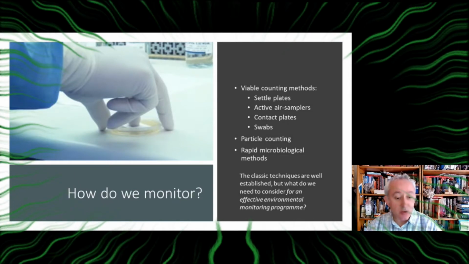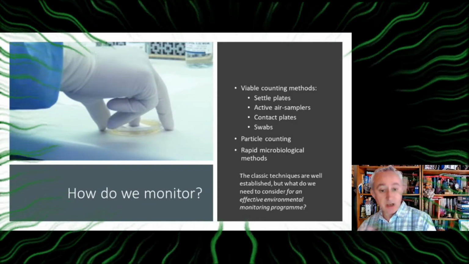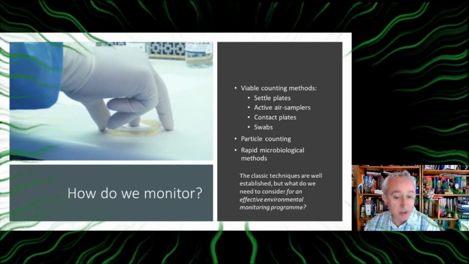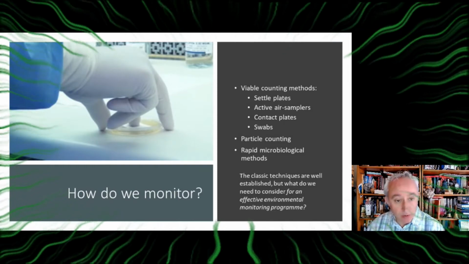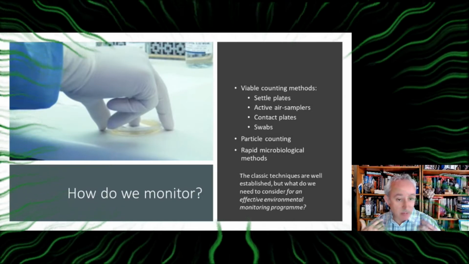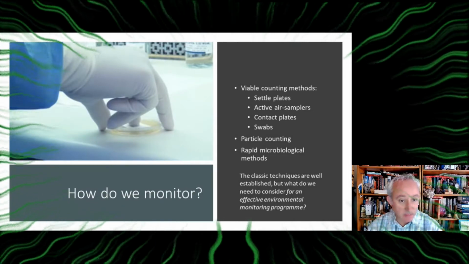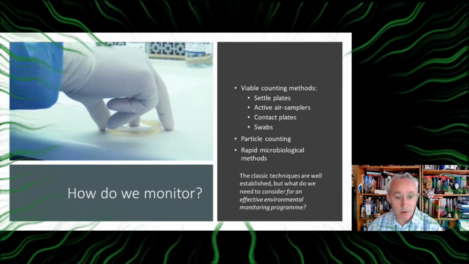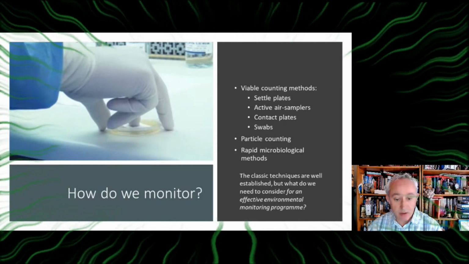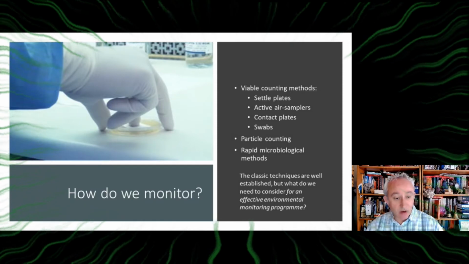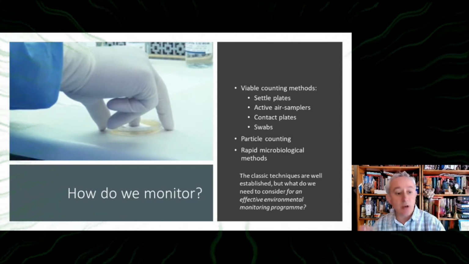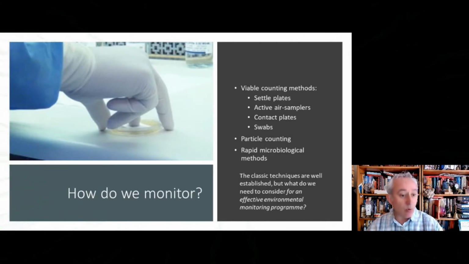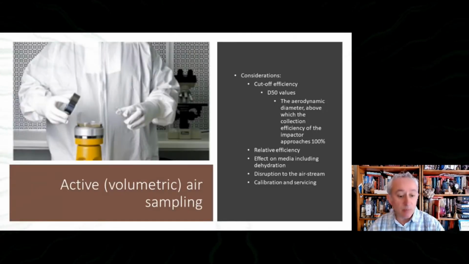So just as a brief description, we have these classic methods: settle plates, active air samplers, contact plates and swabs, and particle counting using optical particle counters. There's also a raft of rapid microbiological methods coming onto the scene, like spectrophotometric particle counters. And these classic methods are well established, but they do have some limitations, and we're going to touch on some of those, and this will help support some of the other material.